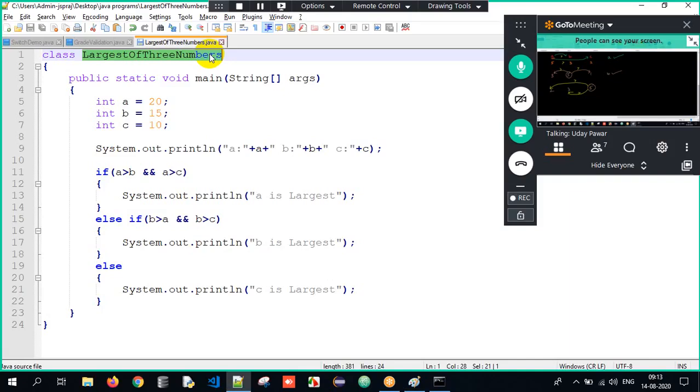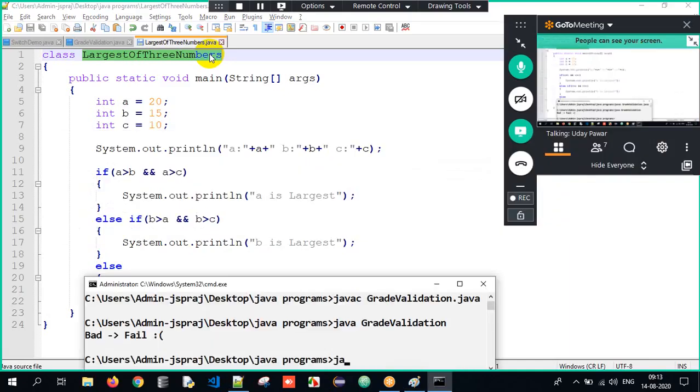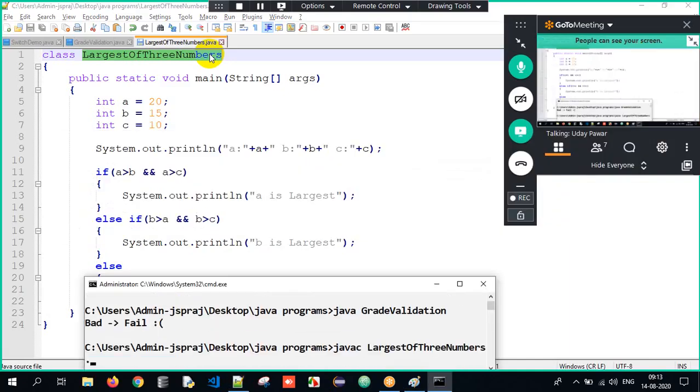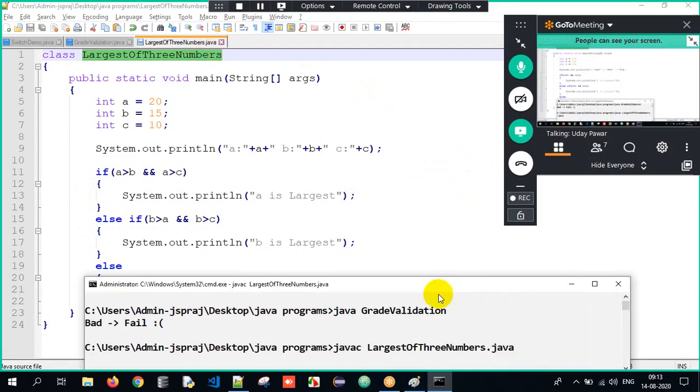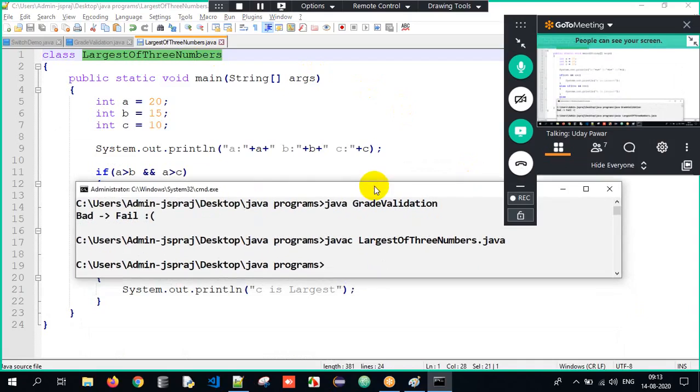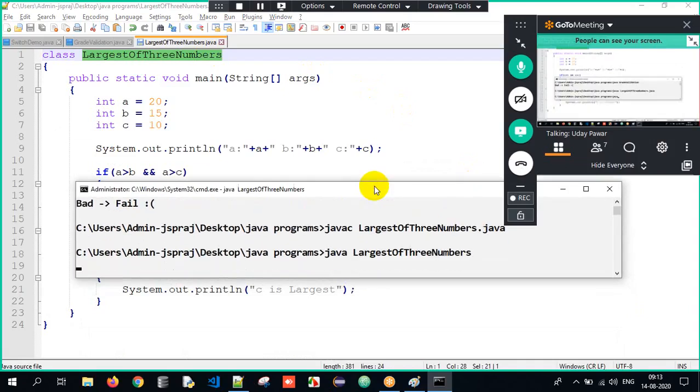Okay, nothing great over here. So I'm just trying to print it. See, javac LargestOfThreeNumbers.java. So I'm trying to compile it in a beautiful manner. Yeah, and then java LargestOfThreeNumbers.